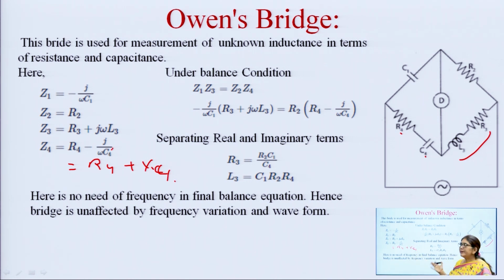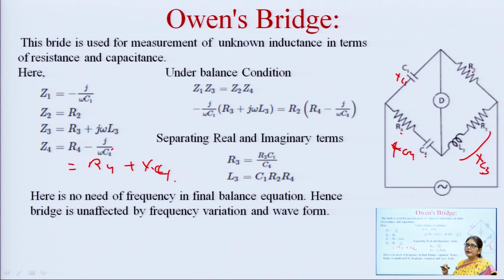Under the balance condition we know that the products of opposite arms are equivalent, that is, Z1 Z3 is equivalent to Z2 Z4. It is not always true that Z1 Z4 is equivalent to Z2 Z3; it depends upon how we have named the different components. So, in this case it is Z1 Z3 is equivalent to Z2 Z4.